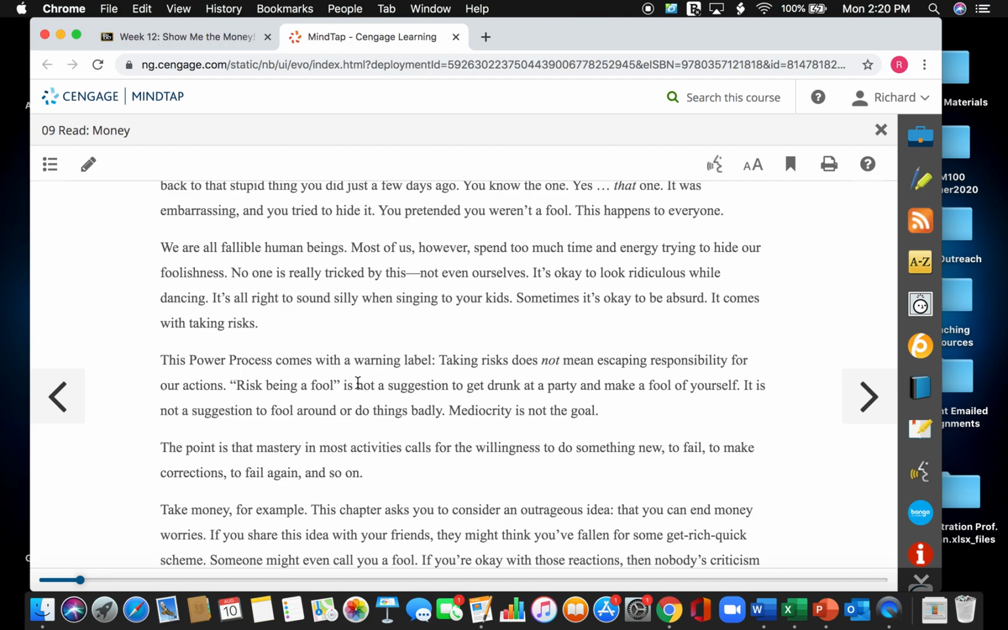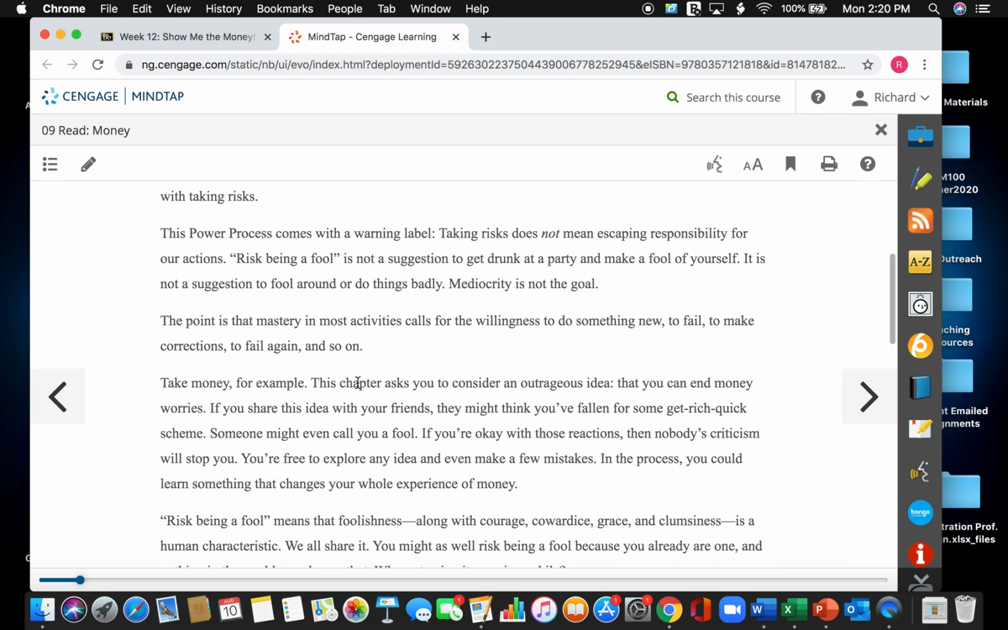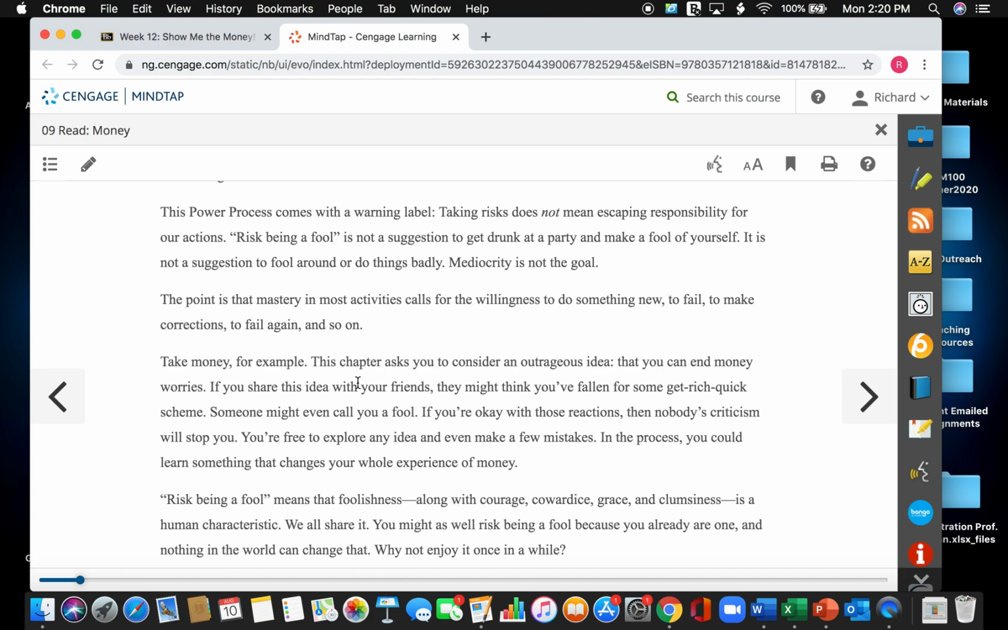It's okay to look ridiculous while dancing. It's all right to sound silly when singing to your kids. Sometimes it's okay to be absurd. It comes with taking risks. This power process comes with a warning label. Taking risks does not mean escaping responsibility for our actions.